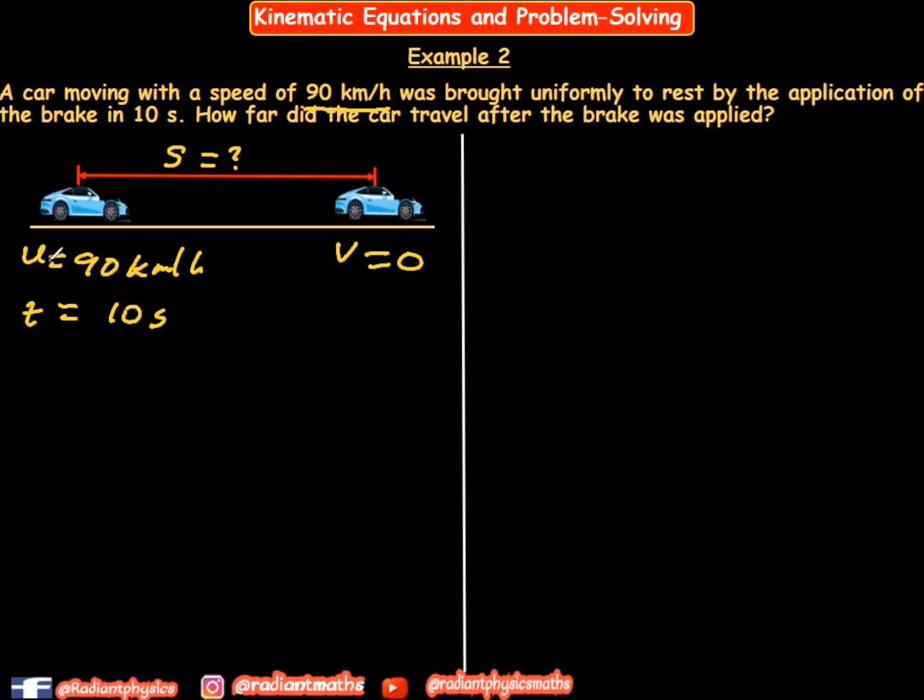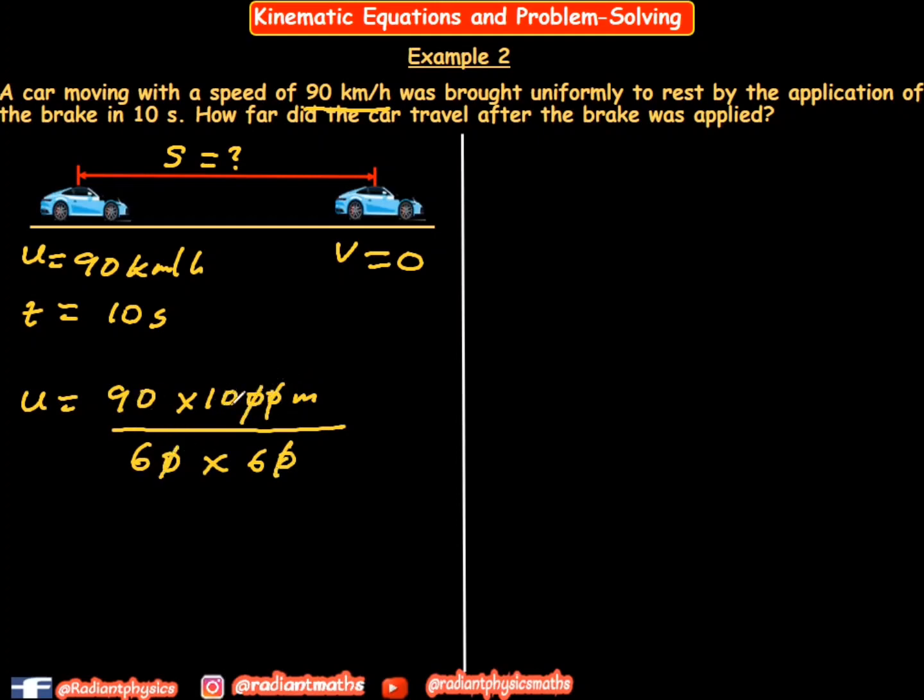First thing first, we need to convert this initial velocity to meters per second. So our initial velocity will be 90 multiplied by 1000 meters divided by 60 by 60 seconds. This zero can cancel out this zero, so 90 times 10 is 900 over 36. When we divide 900 by 36, we have 25 meters per second. So this is the initial velocity.